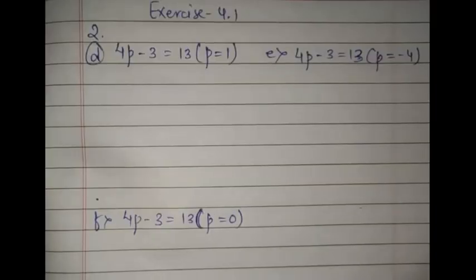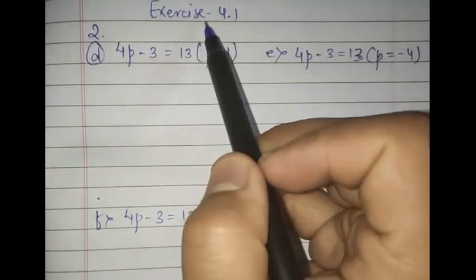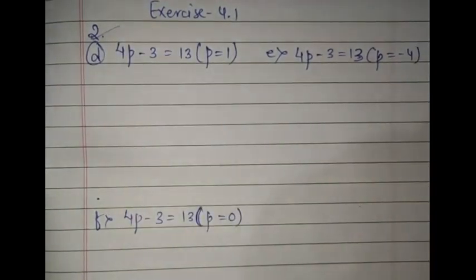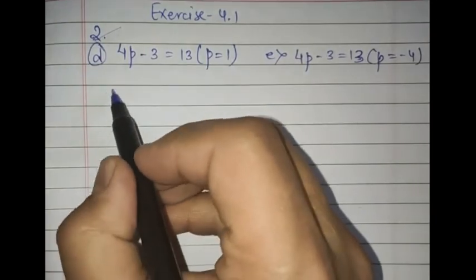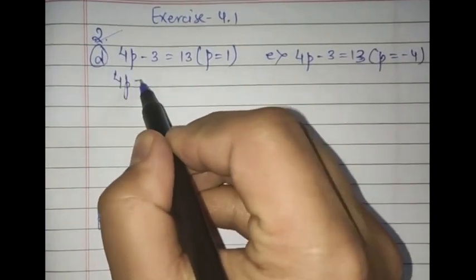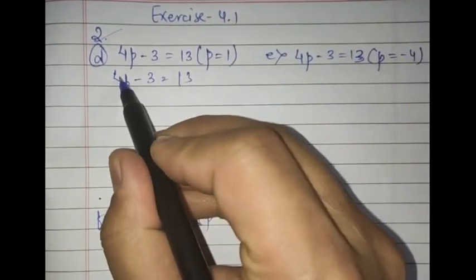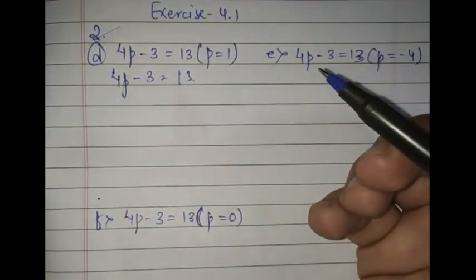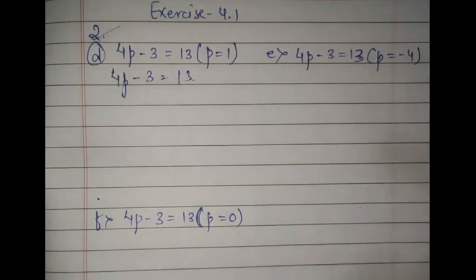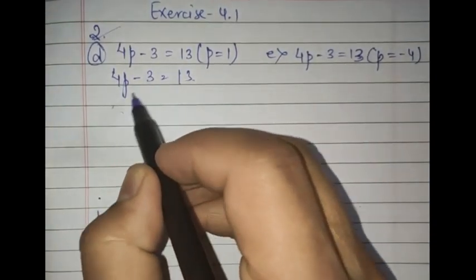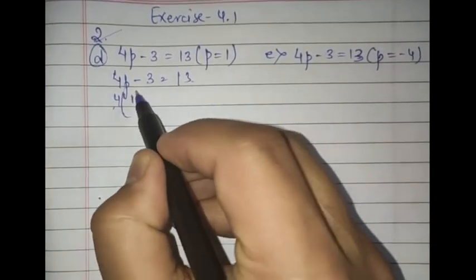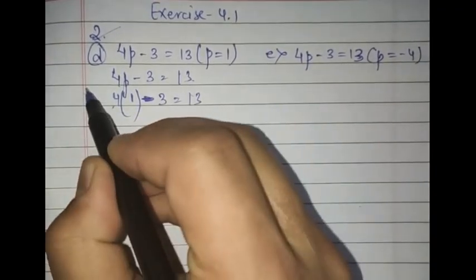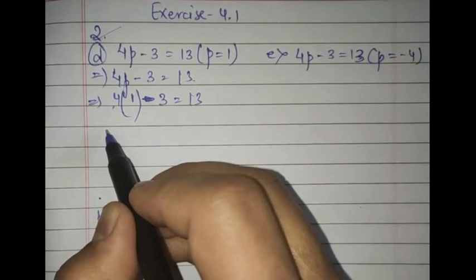Here we have a home assignment from exercise 4.1, question number 2. D, E and F were the home assignment. So let us solve number D: 4p minus 3 is equal to 13. This is your left hand side and this is the right hand side. If they are equal, then it is a solution. So we have to put the value of p, that is 1, here: 4 times 1 minus 3 is equal to 13. Don't forget to put the equals to sign, which is a very important thing.